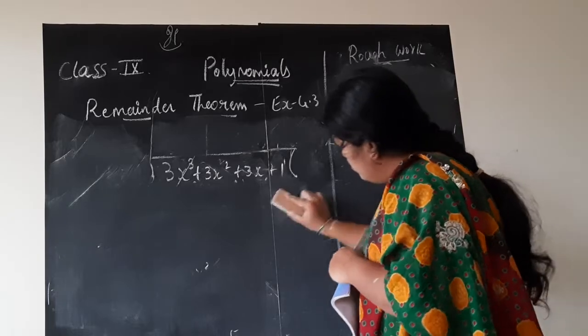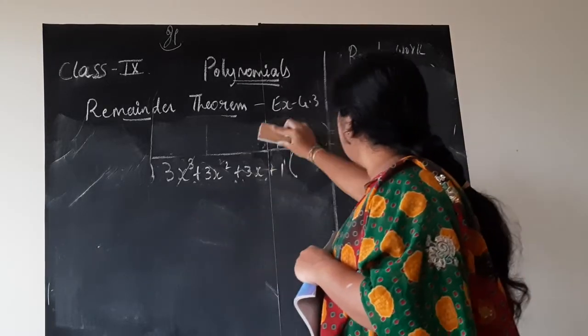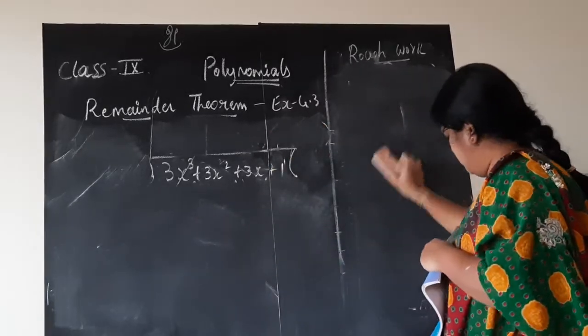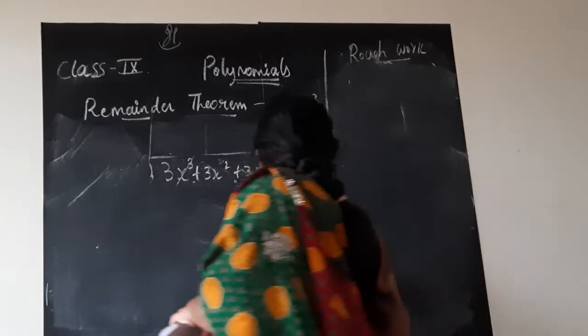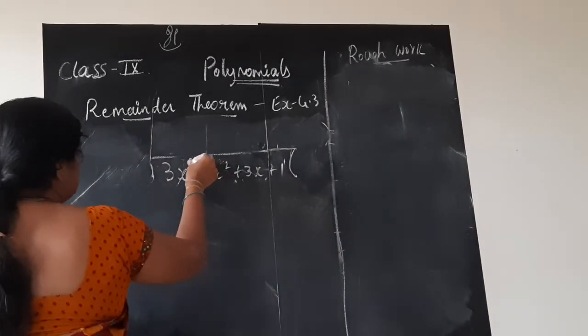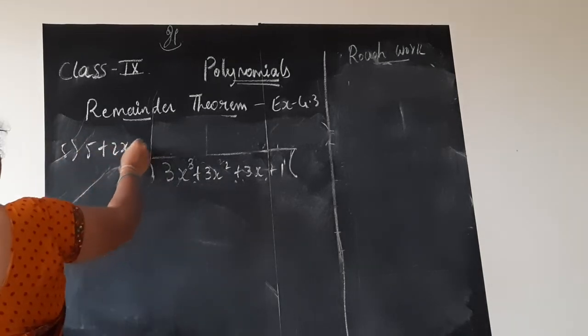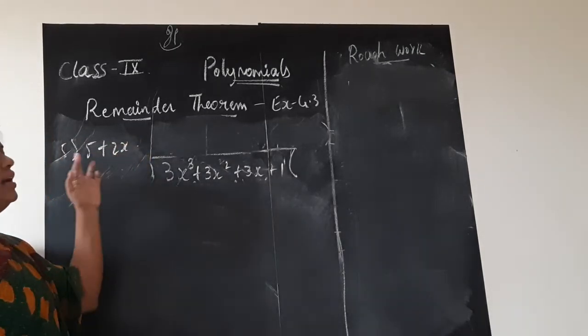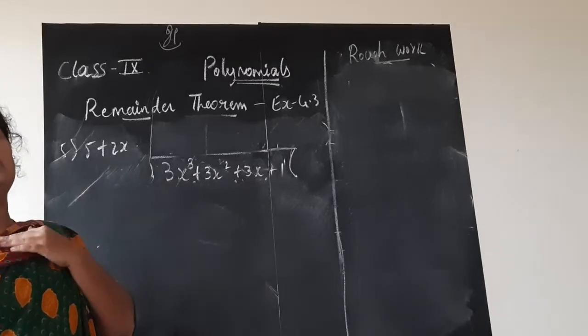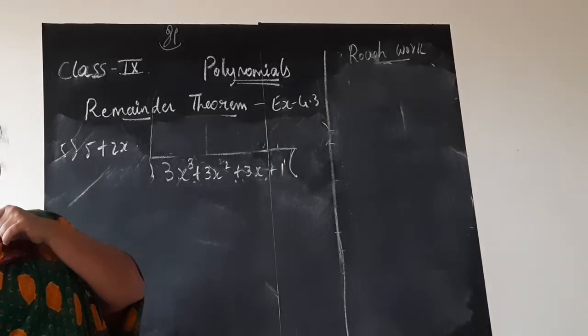Children, don't blindly write whatever divisor is given. The divisor almost always consists of one term with a variable and another that is a constant. If a term comes with an alphabet, we call it a variable. If not, it is a constant.